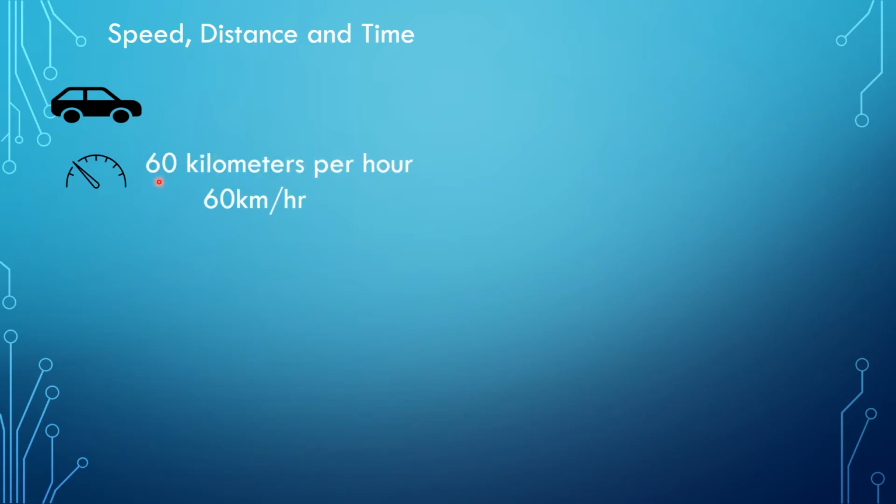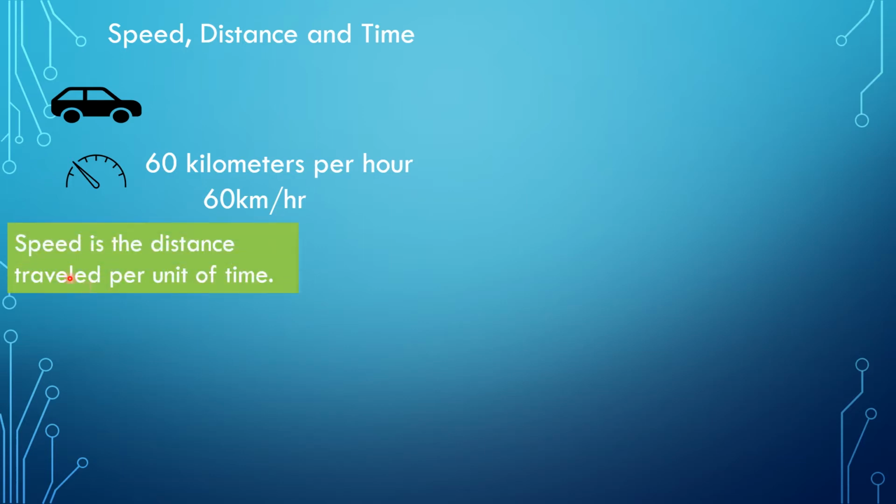Let's say I have a speed of 60 kilometers per hour. In symbols, we can write that as 60 km, for kilometers, per hour, which means divided by hour. It means that speed is the distance traveled per unit of time. So distance, that's kilometers, per unit of time, and the unit of time is hour. But not all the time is the unit of time an hour.